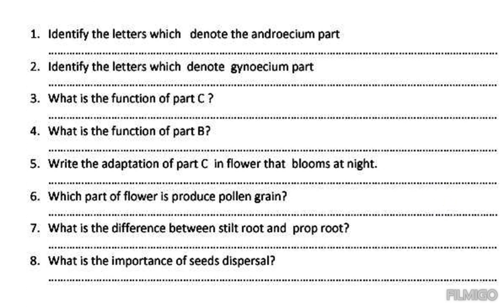Question number 7. What is the difference between stilt roots and prop roots? Stilt roots arise from the stem of the plant and provide support for the stem. Prop roots arise from the branches of a plant and provide support for the branches. That is the major difference between stilt roots and prop roots.